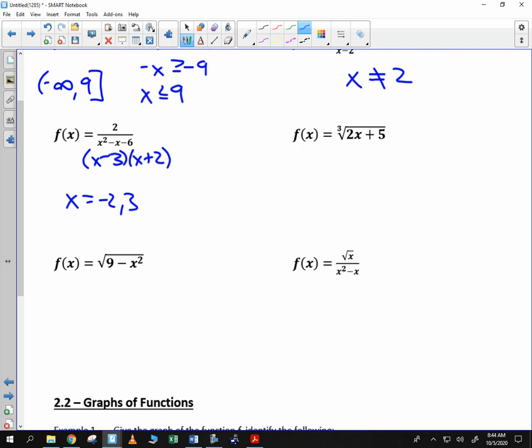A lot of times people start saying 2x plus 5 is greater than or equal to 0, but you can take the cube root of negatives. No big deal. So domain is all real numbers, negative infinity to infinity.